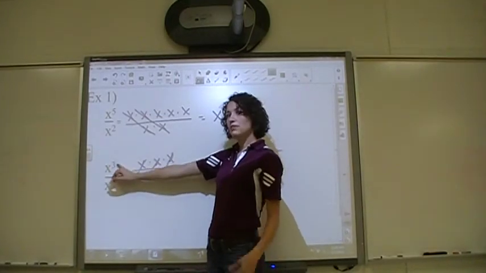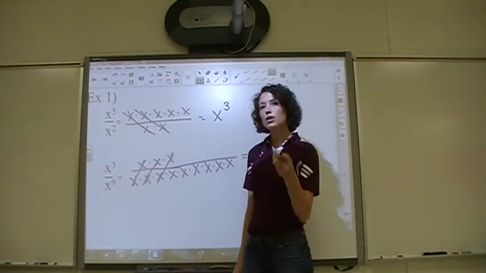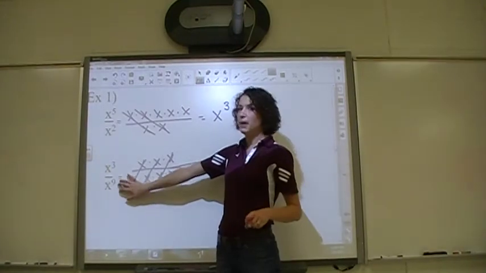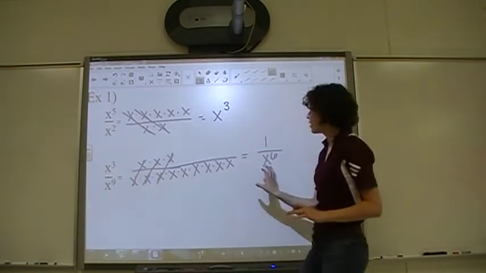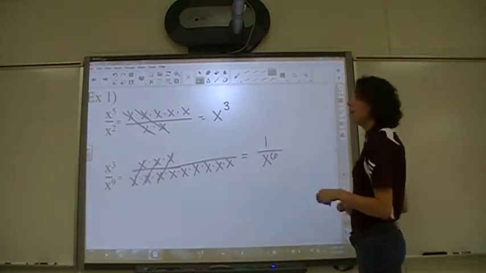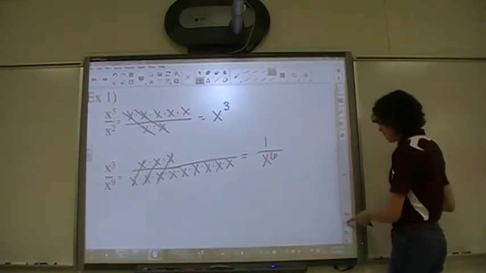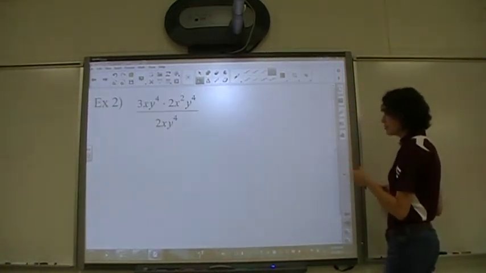9 minus 3 gives me 6. You keep them where you have the most, which is on the bottom. So you have the most on the bottom, so your x to the 6th stays on the bottom. So let's try some trickier problems and examples for these.